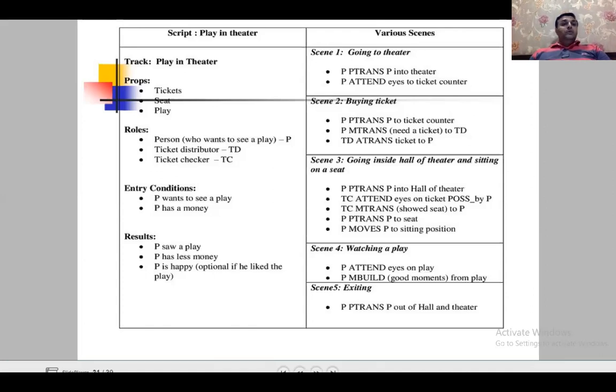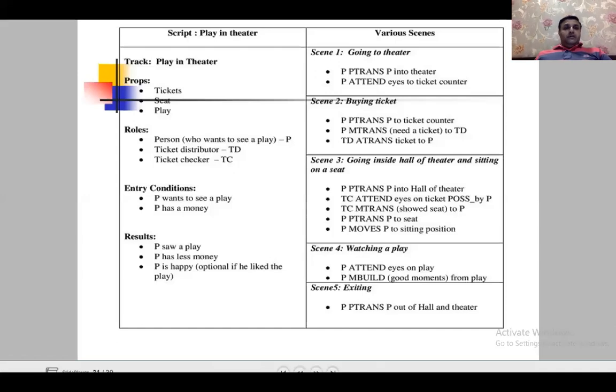Next, scene two: buying the tickets. Now P PTRANS P to the ticket counter. As soon as he saw the ticket counter, grasp also comes in there. He grasped, he saw. So if you want, you can add additional events also. He saw the ticket counter, that means he attended, which is already done. P ATTENDs eyes to the ticket counter. Buying the ticket now: P PTRANS to the ticket counter. P MTRANS to the ticket.